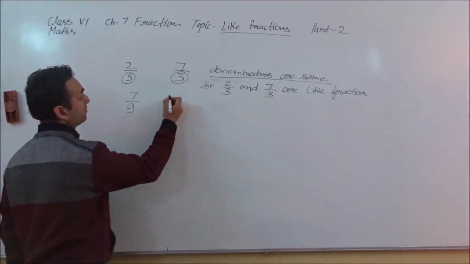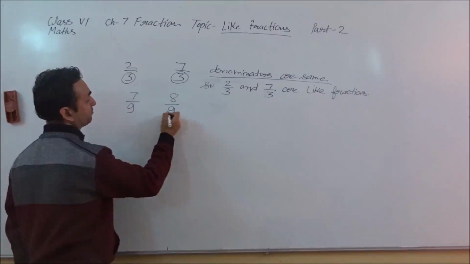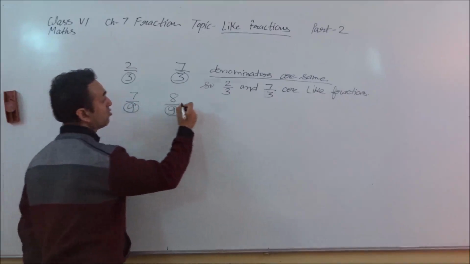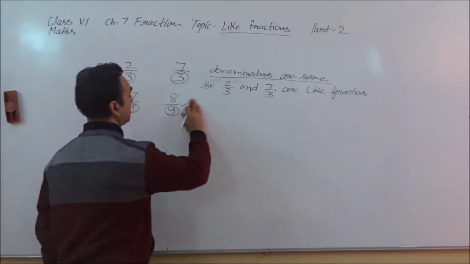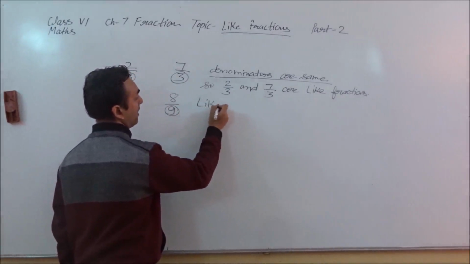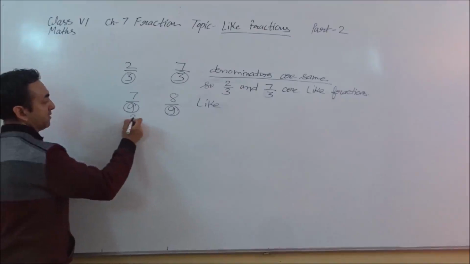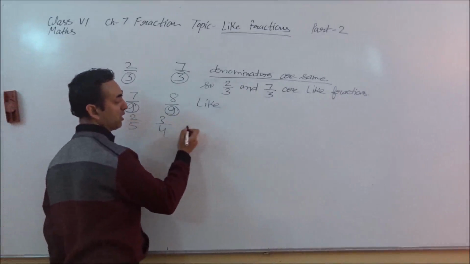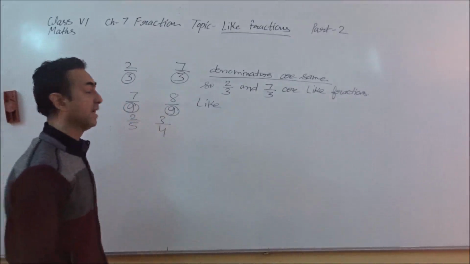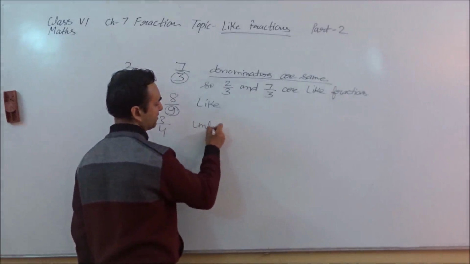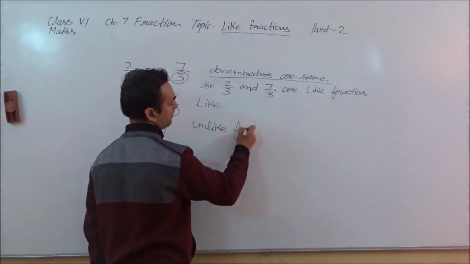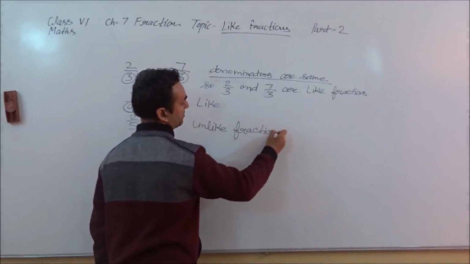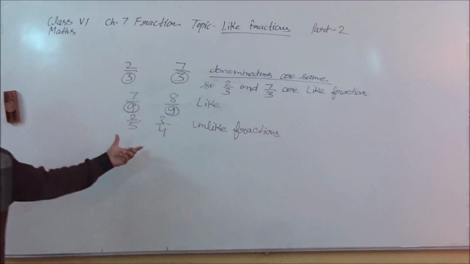7 upon 9, 8 upon 9. So they are also like fractions. Is this like? No, they are not like. So what are they? They are unlike fractions.